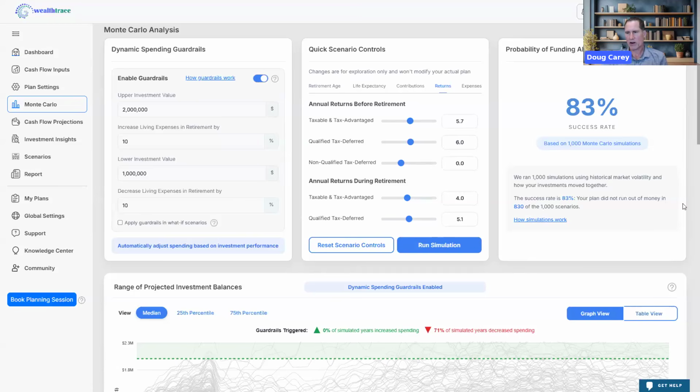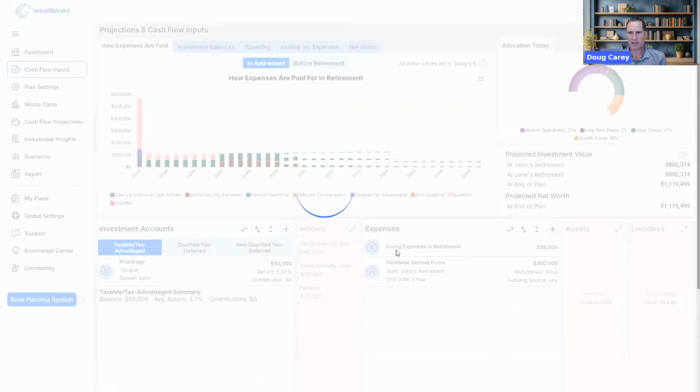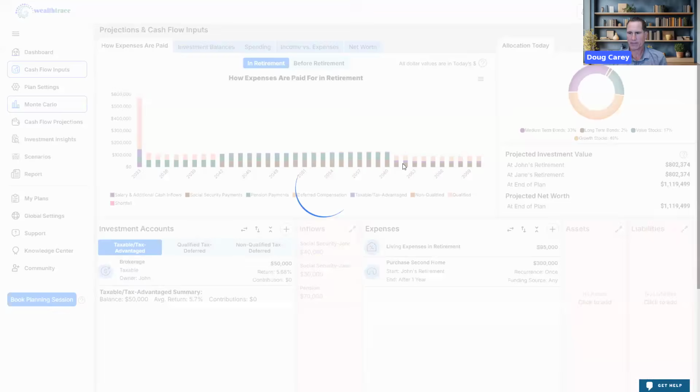Oh, here's a good question. Sorry, I might not have made this clear. What dollar value are they cutting spending from? This is their living expenses, the living expenses I showed earlier right here. This number, 95,000, is the number it's cutting: the annual recurring living expenses. Thank you for bringing that up.